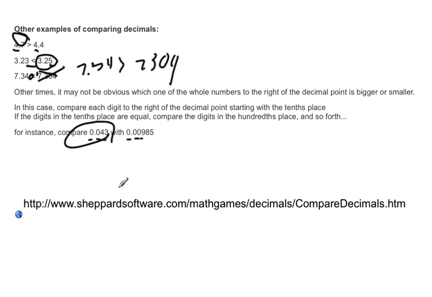Okay, hope that gives you a little insight to how to compare decimals. You're going to look at the whole numbers first, the number to the left of the decimal. If that's the same, then you move to the right, and each time looking at the digit and determining which is larger.